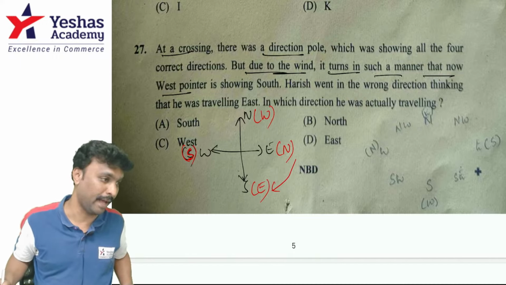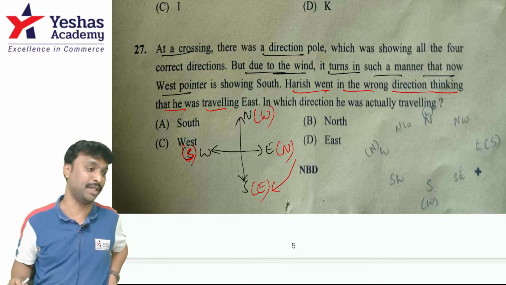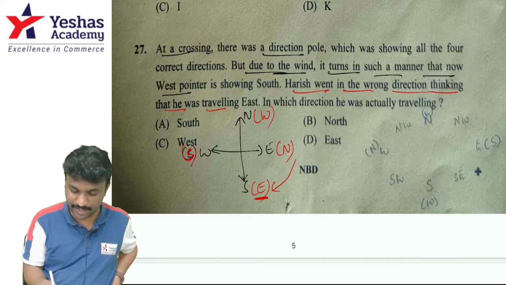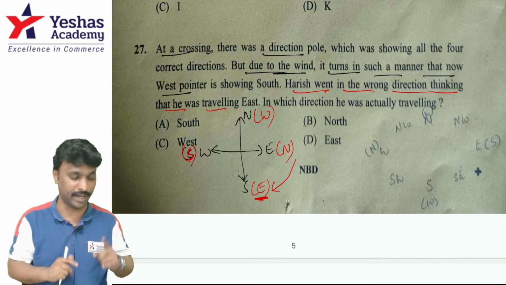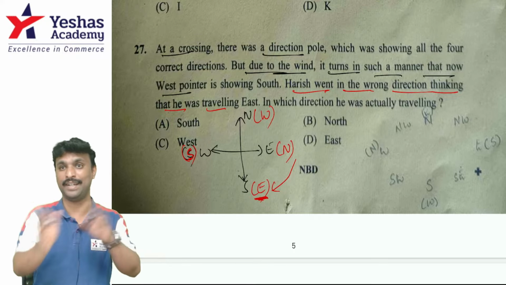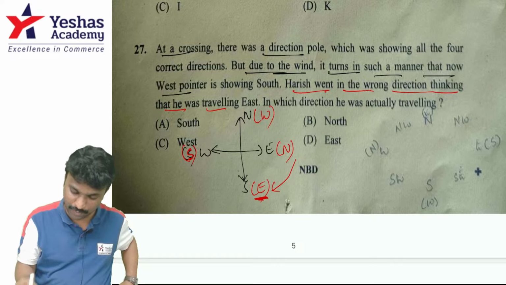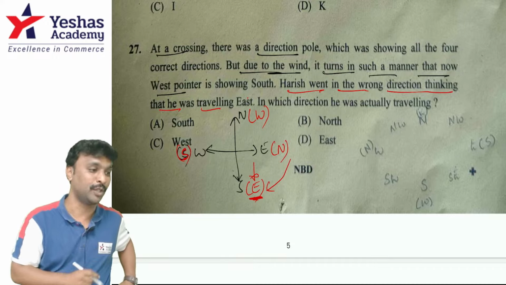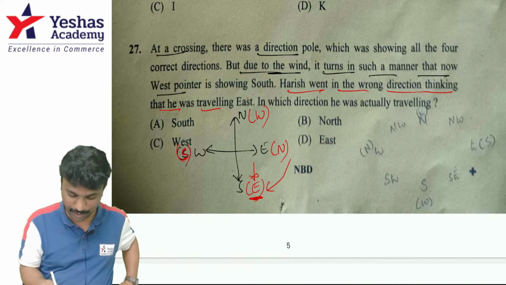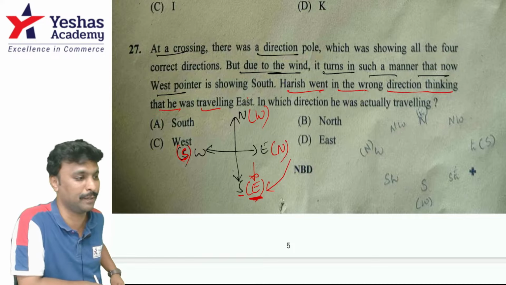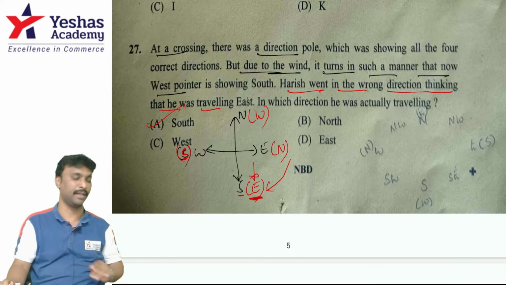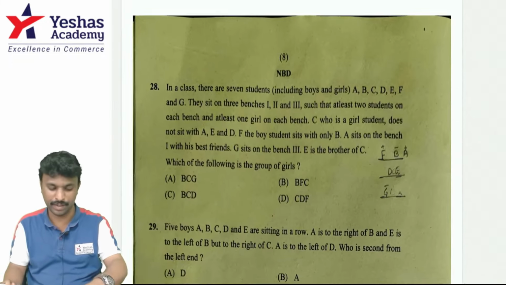Have you understood? The thing is, Harish went in the wrong direction thinking that he was traveling towards east. Due to the wind, the direction pole changed its direction. He thought that he is going toward east direction. So actually, he's not going towards east. He's actually going towards south. You understood? The answer for this question is option A, south. Is it clear? Next question.